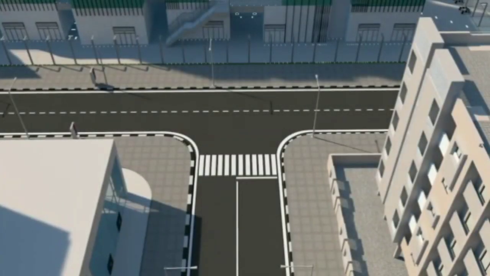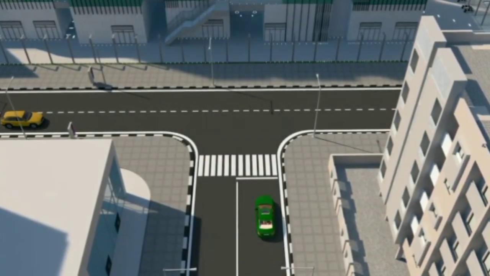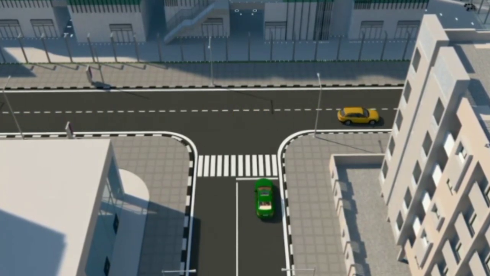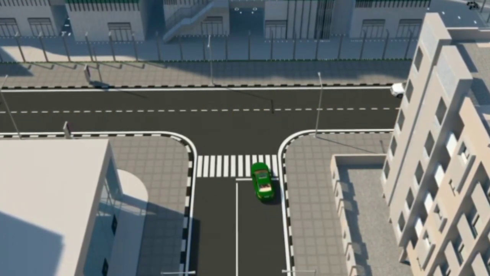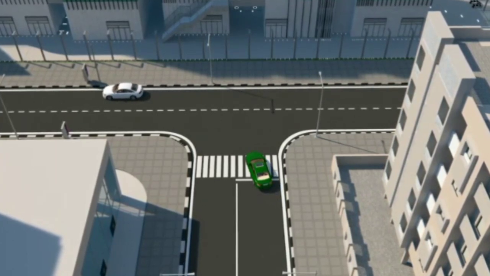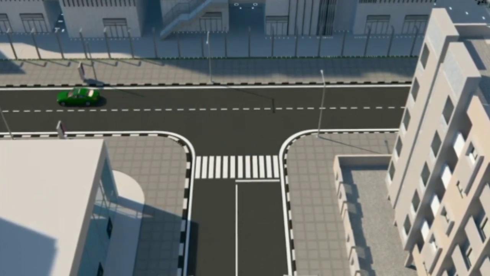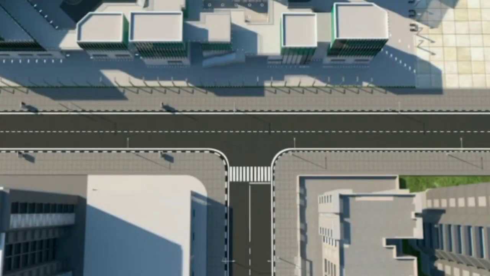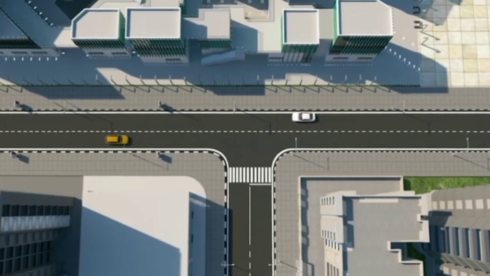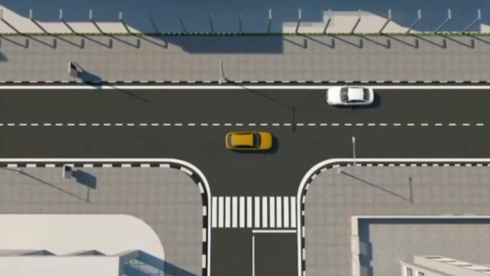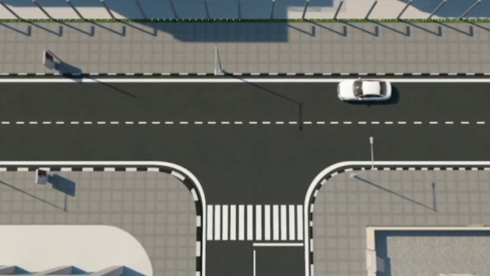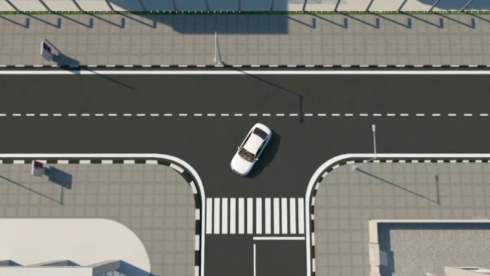Rule 9. If two vehicles meet at a T intersection, the priority is given to the vehicle coming from the main road. Rule 10. If two vehicles meet at an equal right intersection, and each of them is at the left of the other, the priority is given to the vehicle moving forward or to the right.